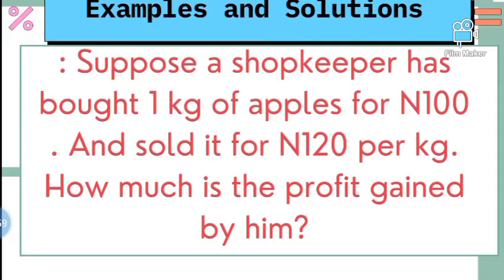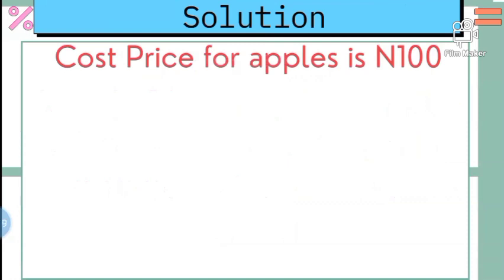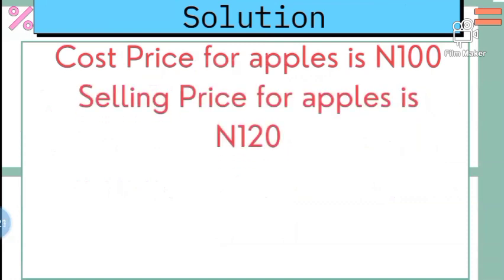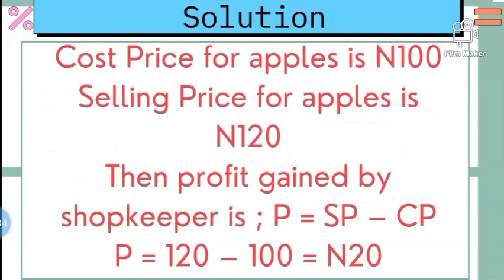Now, suppose a shopkeeper has bought 1 kilogram of apples for 100 naira and sold it for 120 naira. How much is the profit gained? Looking at that, the cost price is 100 naira and the selling price for the apples is 120 naira. And from the formula, profit is selling price minus cost price. So the profit is 20 naira.